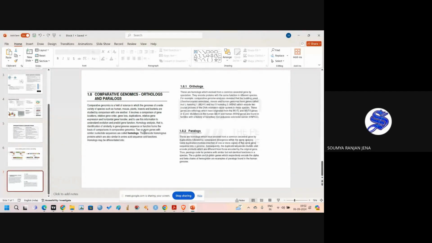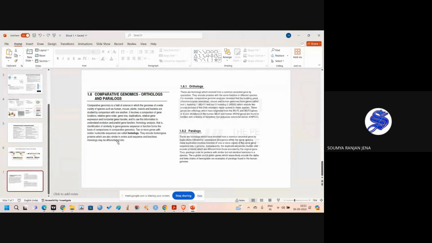Homology analysis, that is, identification of similarity in gene and/or genome sequence or function, forms the basis of comparison in comparative genomics. Two or more genes with similar nucleotide sequence are called homologs. Homologs means two or more genes having similar sequence. They encode homologous proteins which are similar in amino acid sequence and functions.